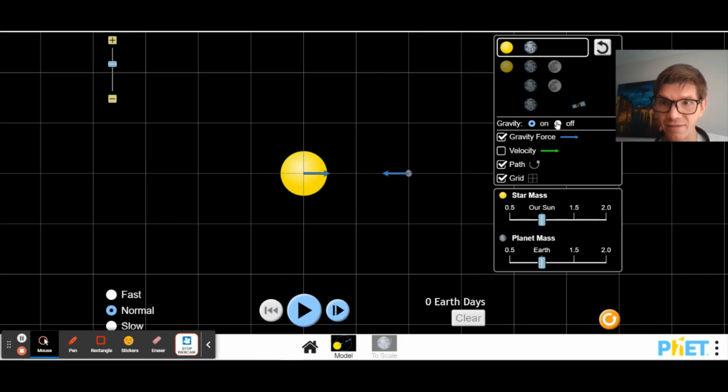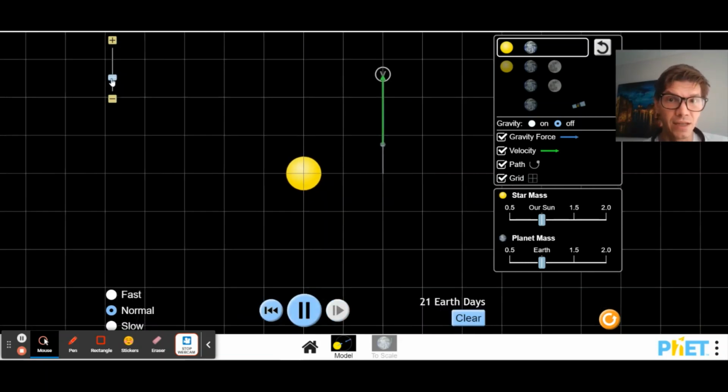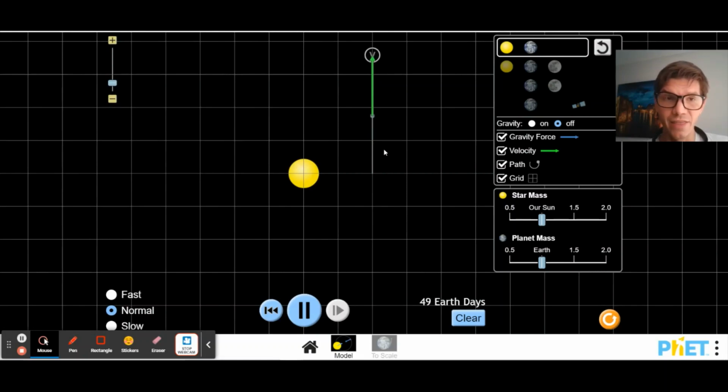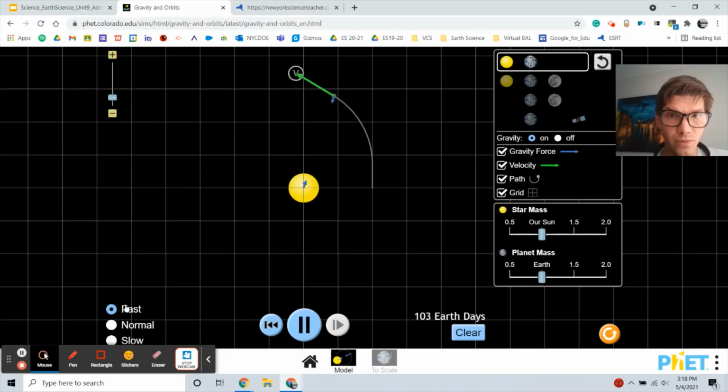If we didn't have that gravitational force and we just had the velocity, then Newton's law of inertia tells us that that planet is going to continue on that path unless there's a force that changes its direction. And luckily for us, that force is going to be gravity. So we can use this model to take a look at orbits.